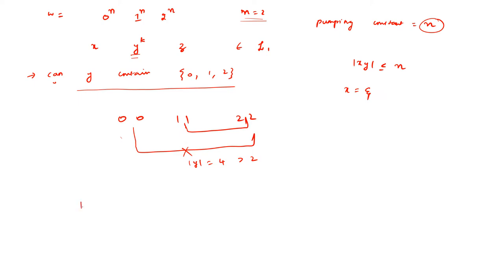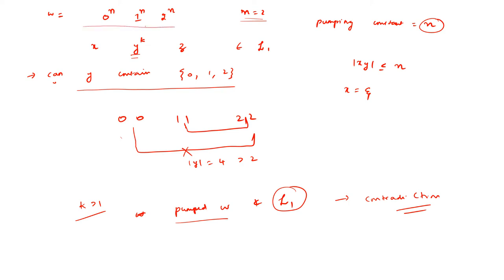So now you pump y for any k greater than 1 times. If you pump y for any k greater than 1 times, you see that you get a w. Let's call this pumped w. Pumped w is not part of L1, correct? But the pumping lemma says that if L1 was regular, the pumped w would also be part of the language. That is why we are contradicting the pumping lemma, and that is why this language of the form 0^n 1^n 2^n is not a regular language.